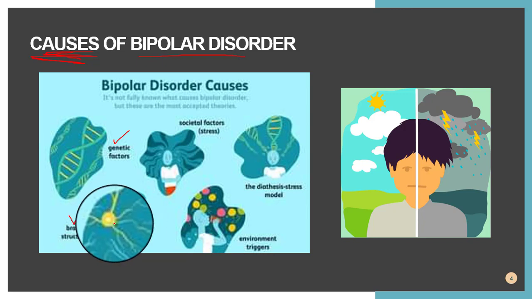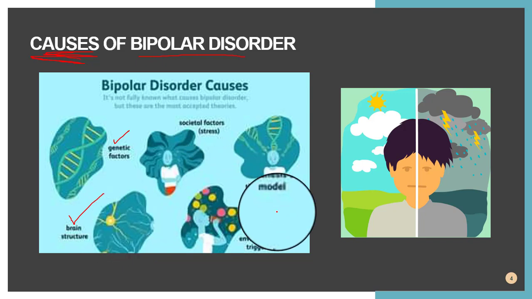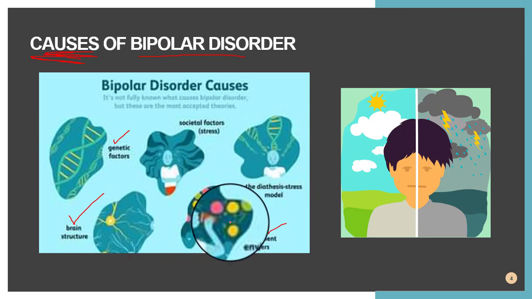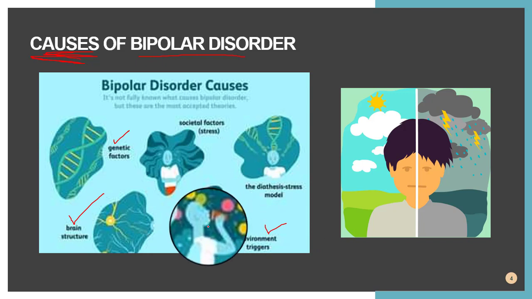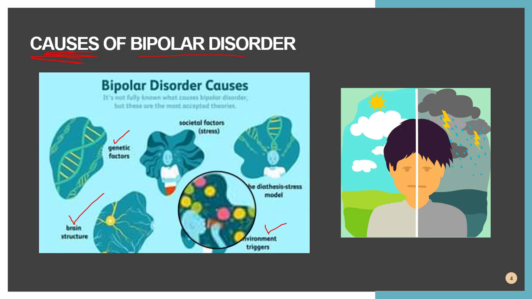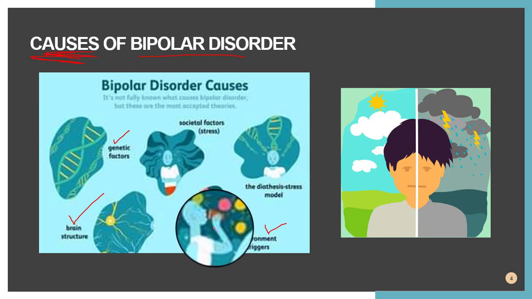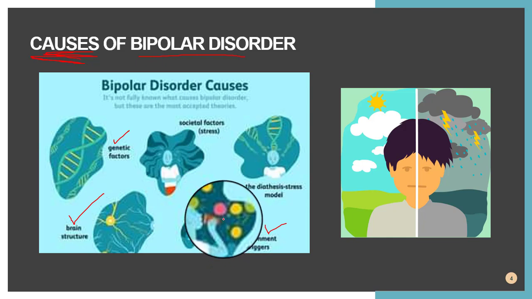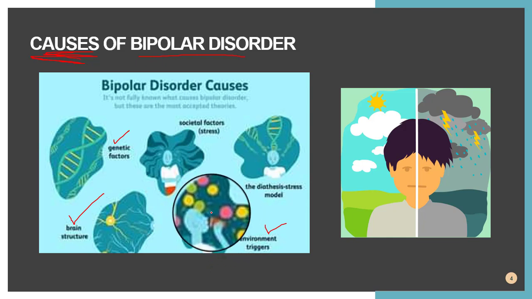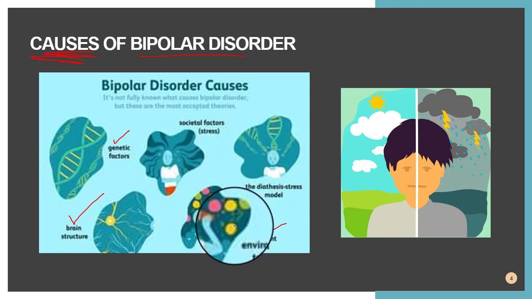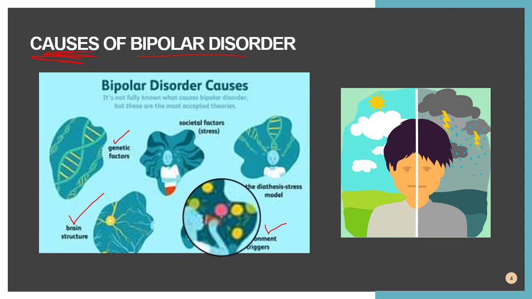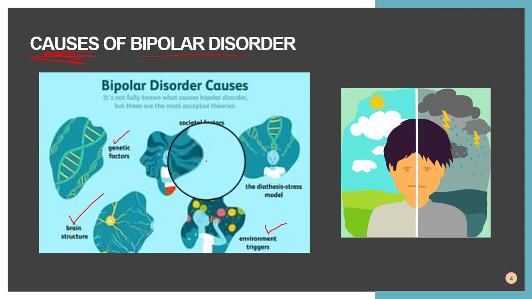Now the third cause is environmental factors. It's not just what is in your body that can make you more likely to develop bipolar disorder, but outside factors may also contribute, and these factors can include extreme stress, secondly, traumatic experiences, and thirdly, physical illnesses. So these are some environmental factors that lead to bipolar disorder. So these are the various causes of bipolar disorder.